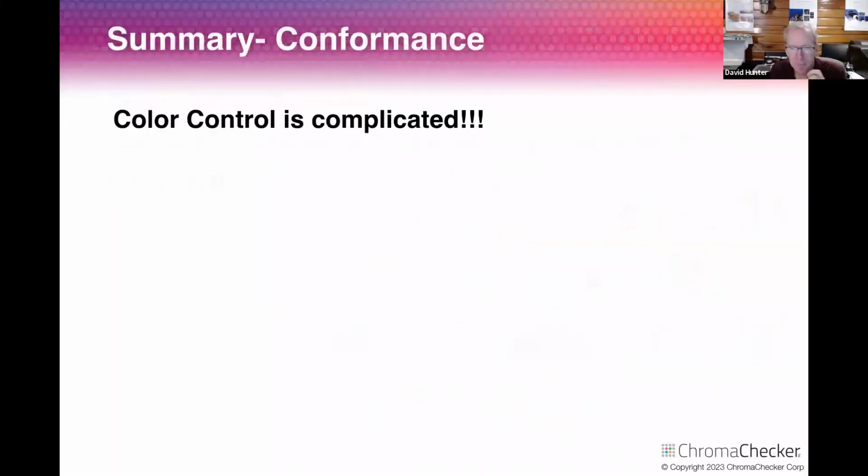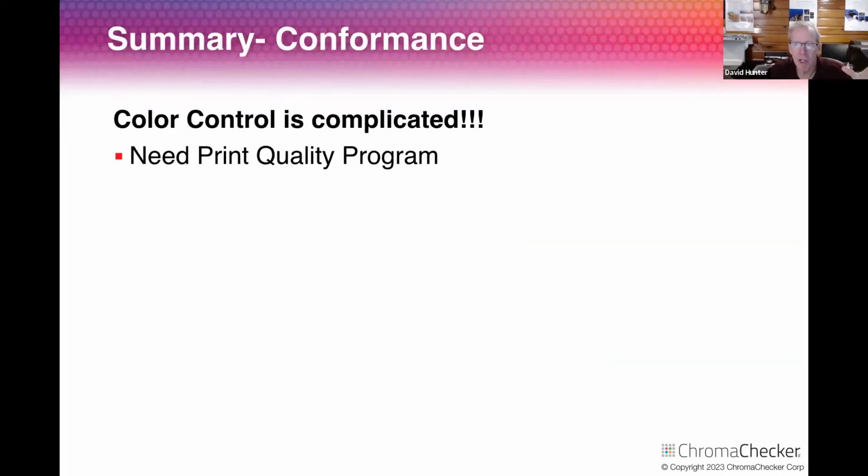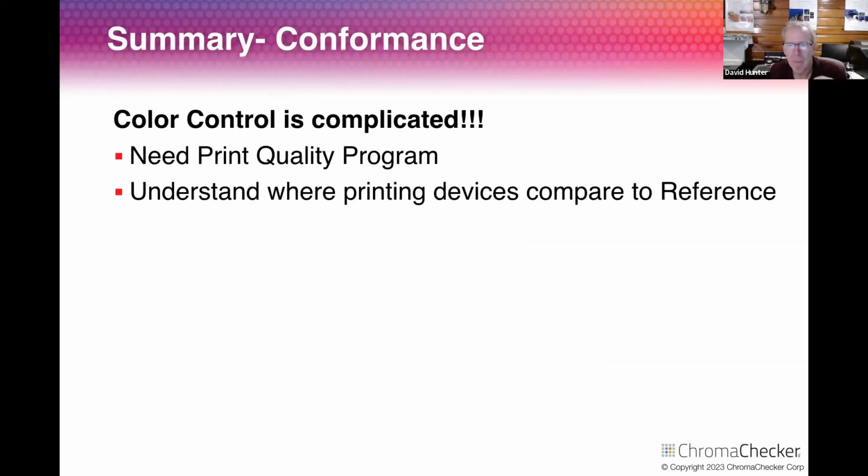So, in summary, color control is complicated. There's a lot of variables. You need a print quality program that can monitor all of your variables to understand what's happening to cause your printer to go off track. You need to understand where the printing device is compared to the reference.